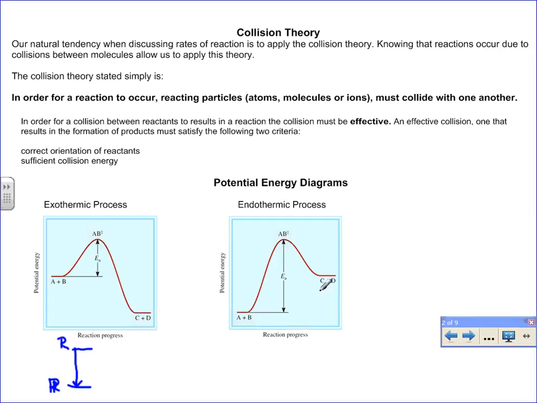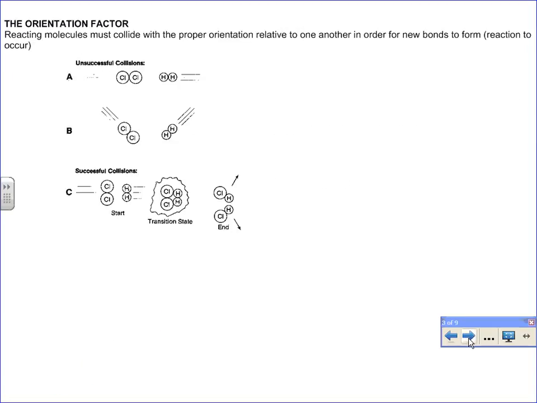We can also look at a potential energy diagram for an endothermic process. So in an endothermic process, as you know, the reactants increase in energy overall as they form products. The activation energy is the difference between the reactants and the high energy state or the transition state of the reaction. And this is the amount of energy that the molecules need to bring into the collision in order to form products. If they don't have enough energy, then products won't be formed. Okay, so when we're talking about effective collisions, they need sufficient collision energy, and the molecules also need to be oriented properly.